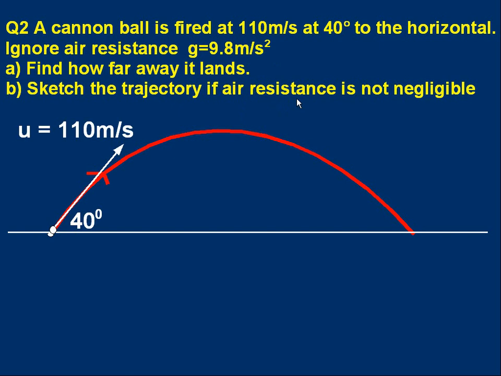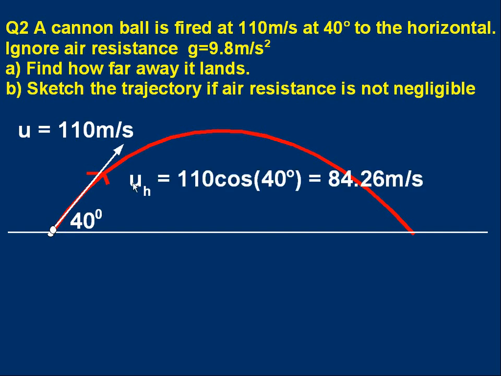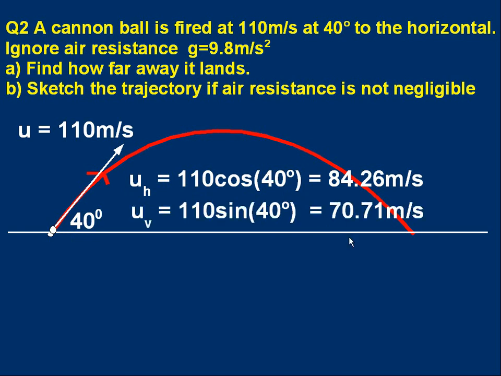Well, I hope you've tried that. Let's go through it. I would start by working out the initial vertical and horizontal components. U subscript H, that's the horizontal component, will be 110 cos 40 degrees. 84.26 meters per second. The vertical component of velocity should work out to be 70.71 meters per second. So we know those initial components.